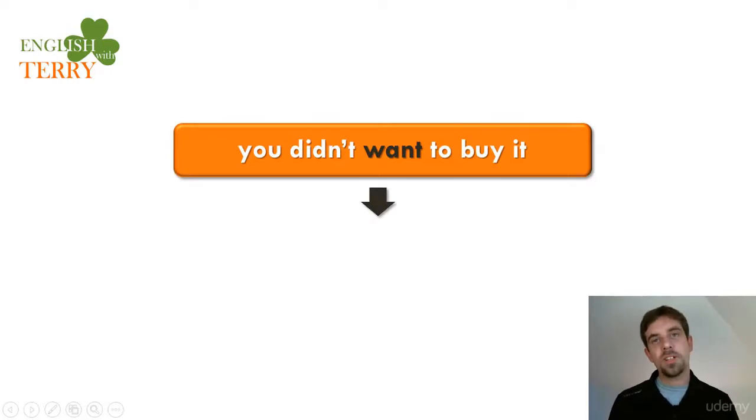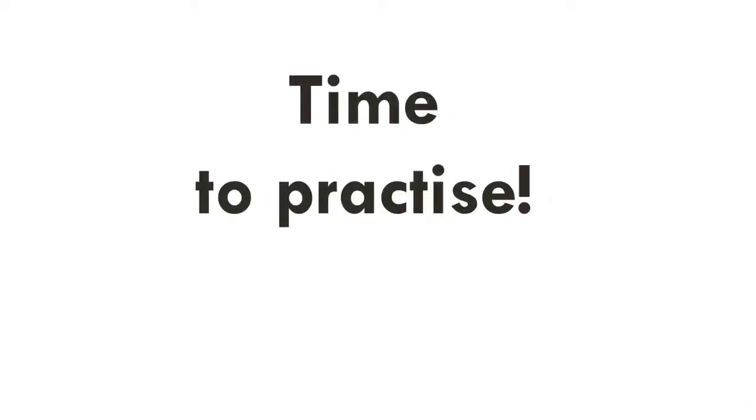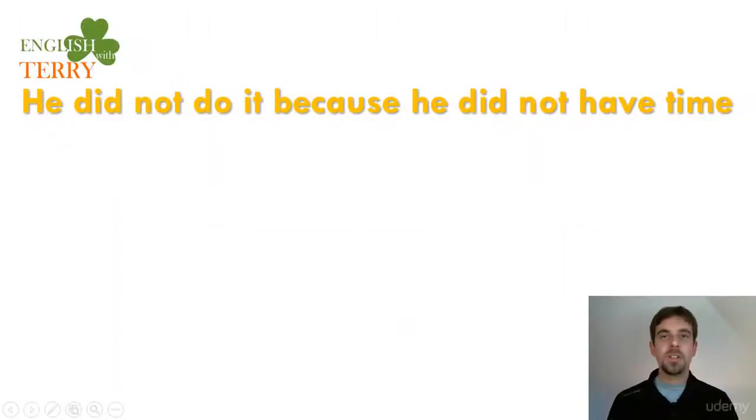Now, we are interested in training our accent: you didn't want to buy it, you didn't want, you didn't. Okay, it's that N sound. Remember, pause, listen, and repeat. You didn't. So let's practice, all right? Like always, pause, listen, repeat, train, practice, and record yourself if you can, all right?